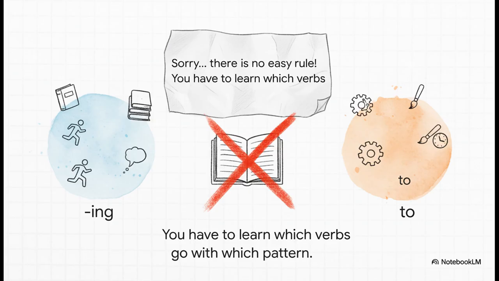Okay, so here's the secret. There isn't just one simple rule. It all depends on the first verb. Some verbs are followed by ing and some are followed by to. The best way to learn them is to think of it like learning new words. You just learn them in their groups.